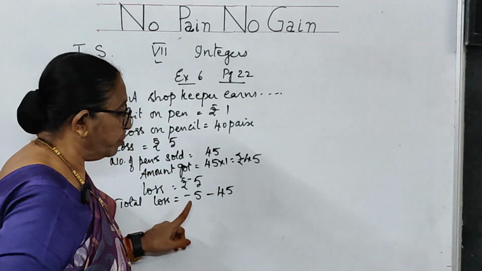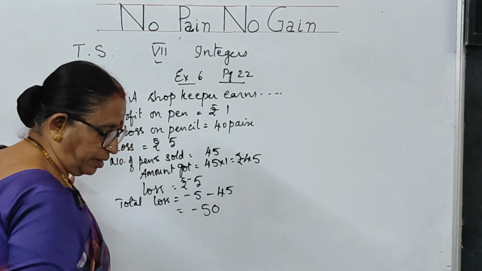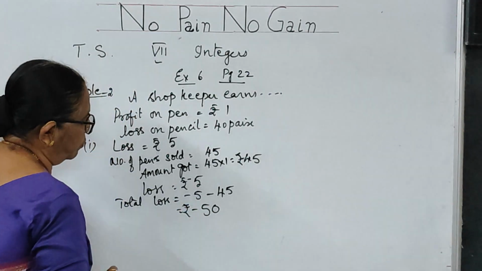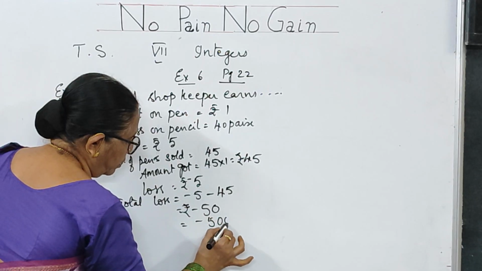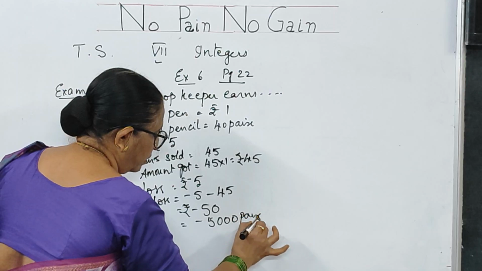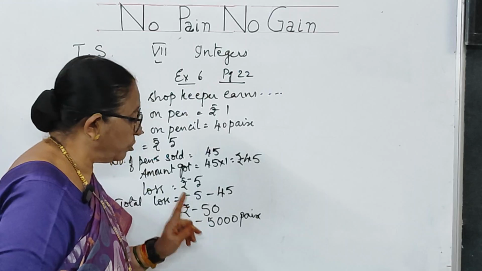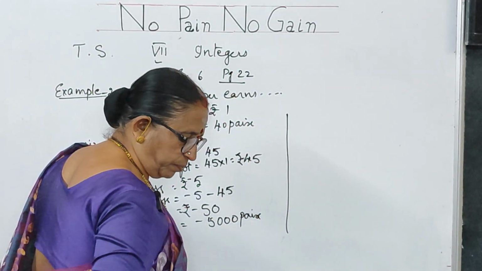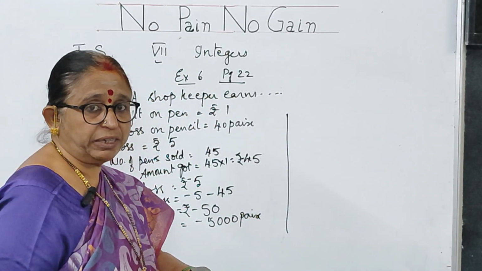How much she has got? Minus 50. Loss is minus 50 rupees. Minus 50 rupees means you have to consider it as minus 5,000 paise. Yes or no, children? Because loss is in paise, you have to convert this rupees into paise. So when you have converted this into 5,000 paise, now the loss is only on pencils, children, not on pens.